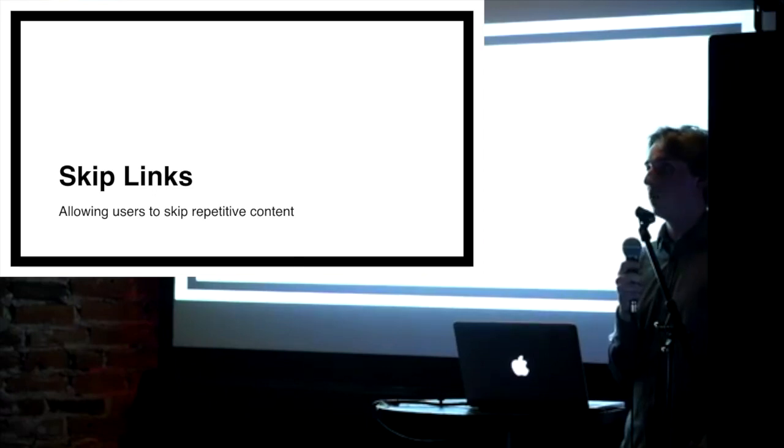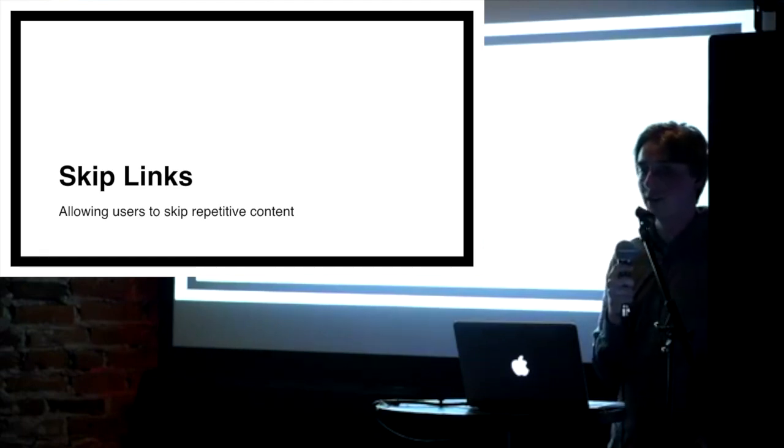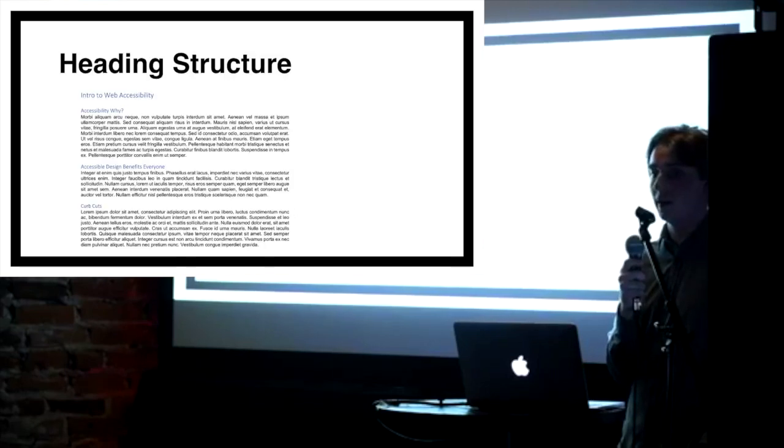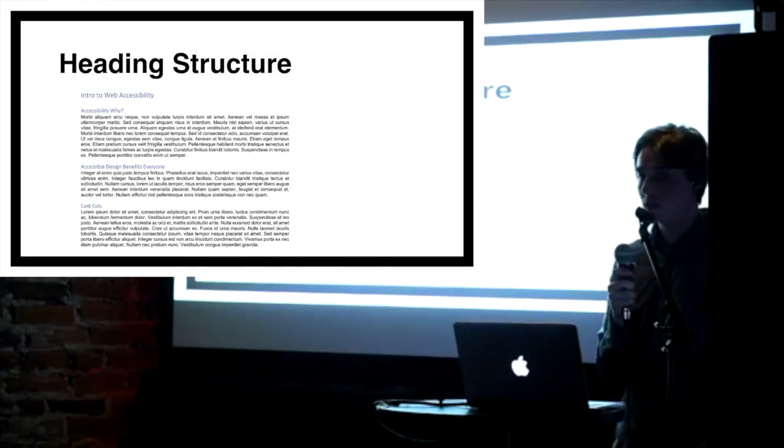Skip links: we saw that super long navigation from the Sears website, but skip links are there for repetitive content like that, so if you're a keyboard user, you don't have to tab 100 times just to get to the content on the page. The last one is heading structure.